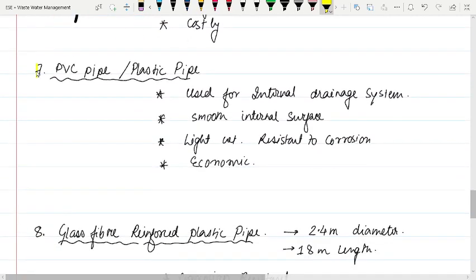Next comes PVC pipe. These are mostly used for household purposes, that is why they are used in internal drainage systems. They have a smooth internal surface, are lightweight, resistant to corrosion, and economical. It can be used, but it doesn't have higher strength, so it can't take much load.